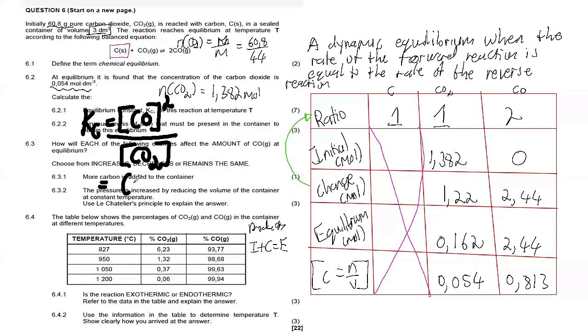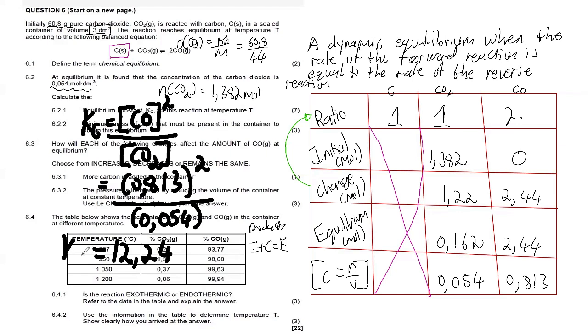So we have 0.813, and then that will be squared over 0.054. Now, having to punch that into your calculator, what do you get? You get 12.24, and that becomes your Kc value, right? So note how we did that. Okay, so now let's proceed.